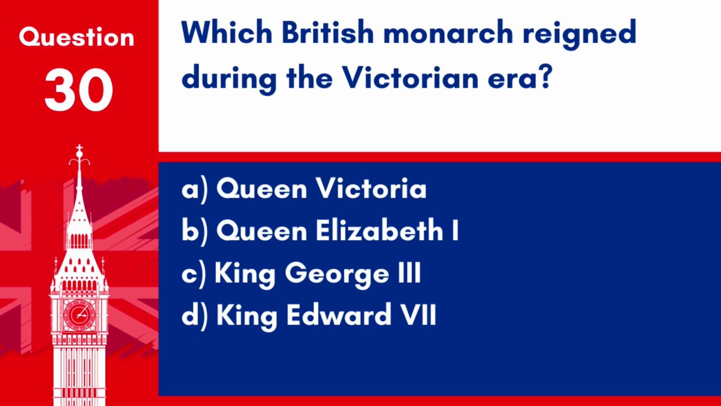unlawful. Question 30. Which British monarch reigned during the Victorian era? A. Queen Victoria. B. Queen Elizabeth I. C. King George III. D. King Edward VII. Answer. A. Queen Victoria. Queen Victoria reigned during the Victorian era, a period of significant industrial, cultural, political, scientific, and military changes in the United Kingdom.